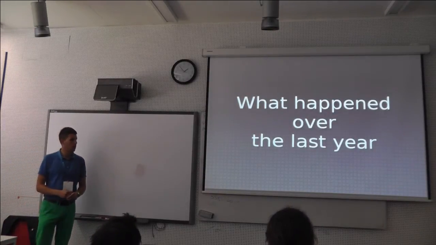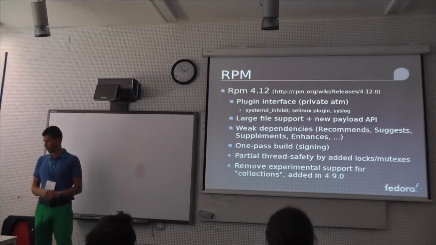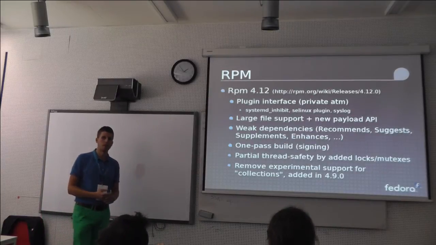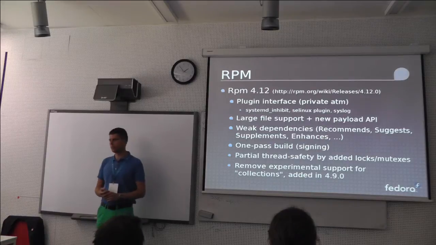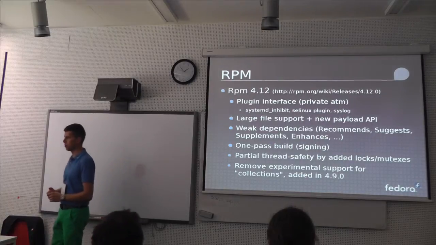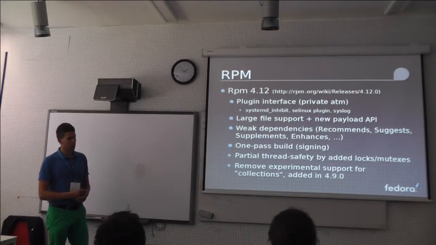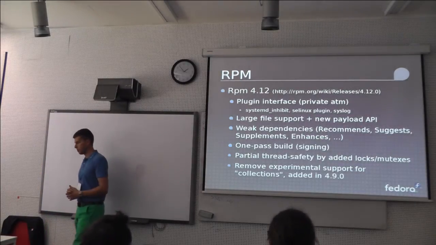Okay, so what happened over the last year? So let's start with RPM. Recently we have shipped RPM 4.12. It's in Fedora 21 for those of you who have it installed, and there are some pretty significant changes in the code base of RPM.